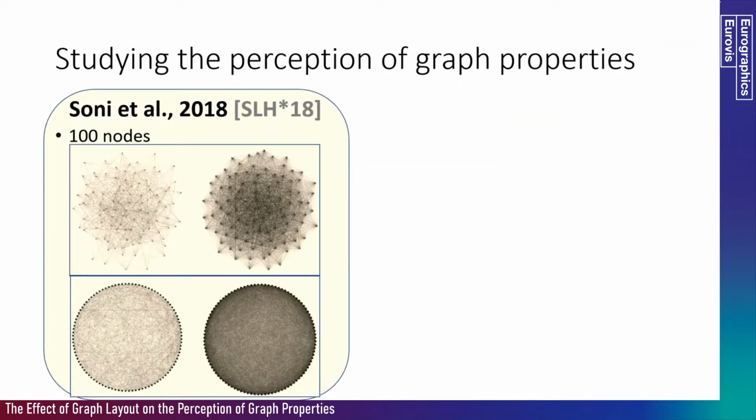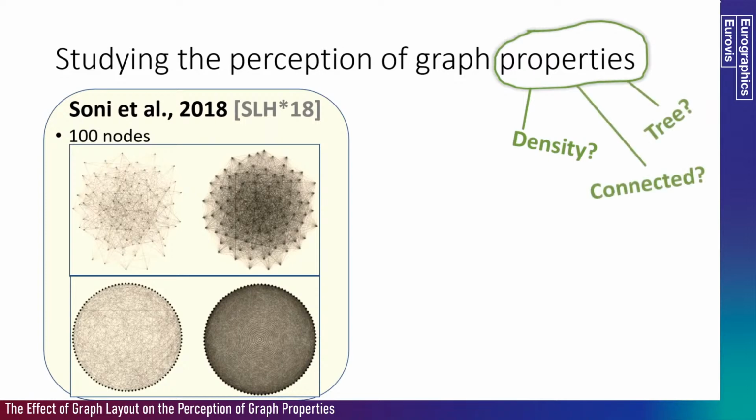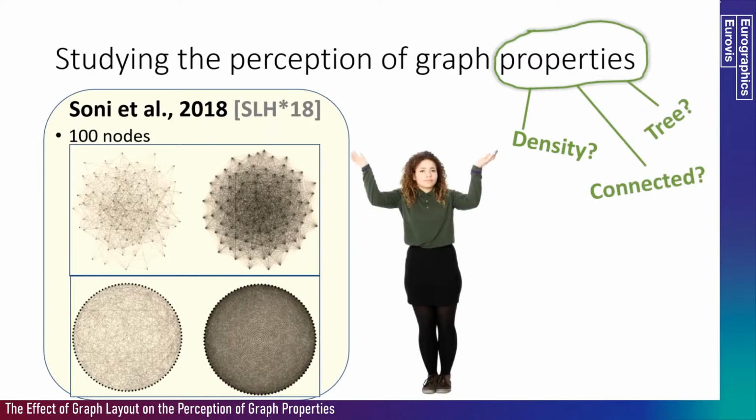They used graphs of 100 nodes each. Participants viewed 2 graphs of the same layout and had to select the one that was more dense. Here, for example, we can see that the graphs on the right side are more dense than those on the left side. But what if we asked about which of the 2 is connected, or which of the 2 is a tree? It would probably be impossible to answer such questions on large graphs.